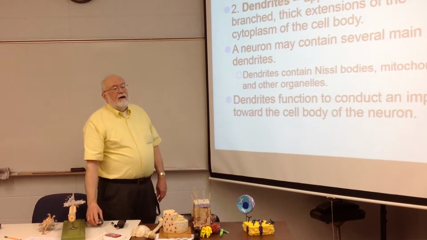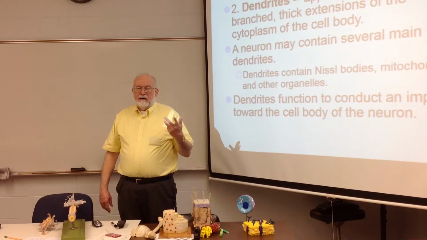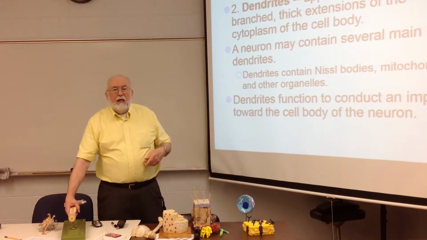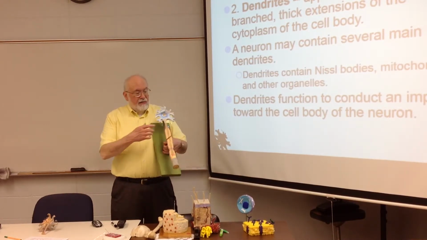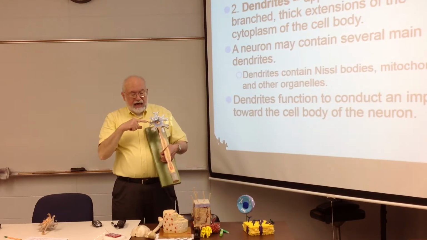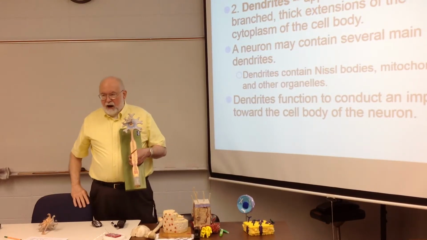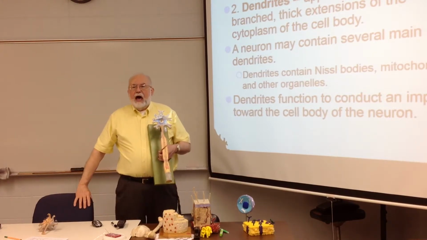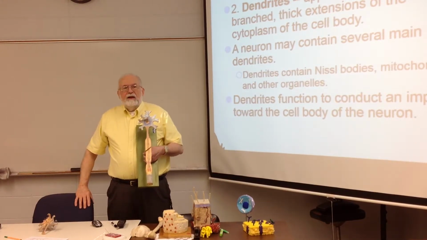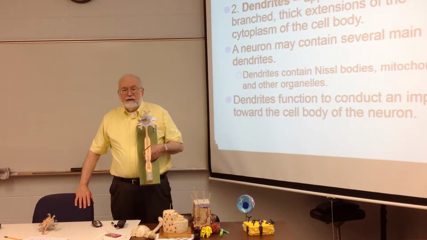Now, from the cell body, we can have dendrites. There may only be one in some cases. In other cases, like in this model, there are multiple dendrites. They are extensions of the cell body. So these things that you see projecting out from the cell body are dendrites. Now, like the cell body, Nissl substance is found in the dendrites. So dendrites will also have Nissl substance. They'll also have, of course, neurofibrils.